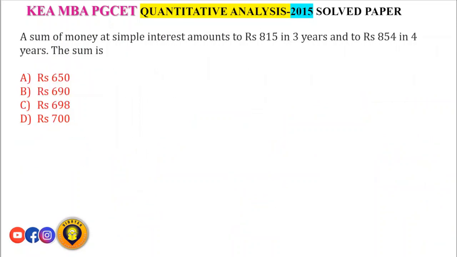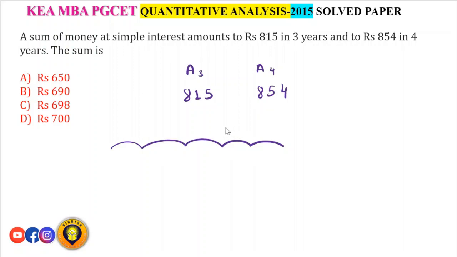A sum of money at simple interest amounts to rupees 815 in 3 years and to rupees 854 in 4 years. Find the sum. The third year amount is 815 and the fourth year amount is 854. Remember, it is simple interest, that means the interest will be the same every year.